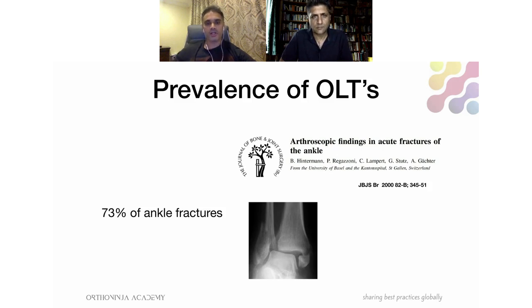Amer, do you tend to scope all your ankles? No, if I'm doing an ankle fracture, I really don't. And it's a completely blind procedure for me. So it's all indirect reduction, and I don't tend to look into the ankle joint at all. I don't think that's a regular practice really in the UK. Is that something you do?